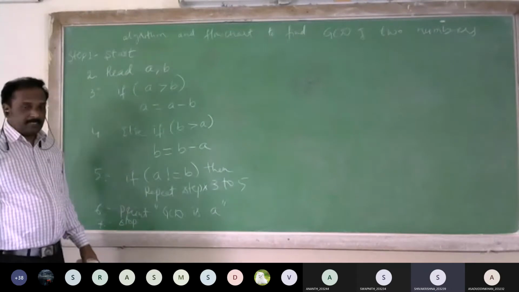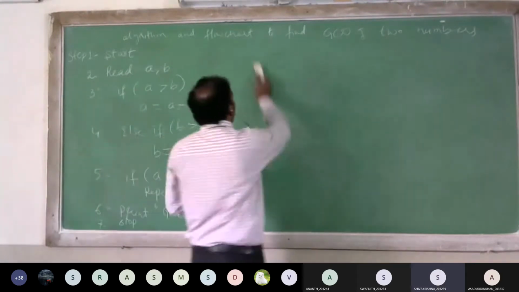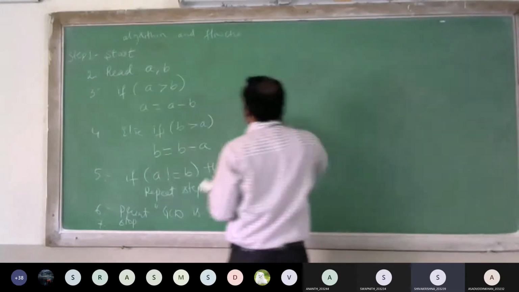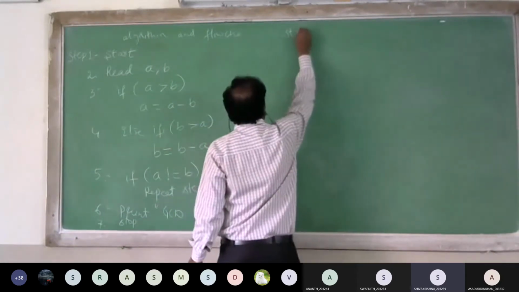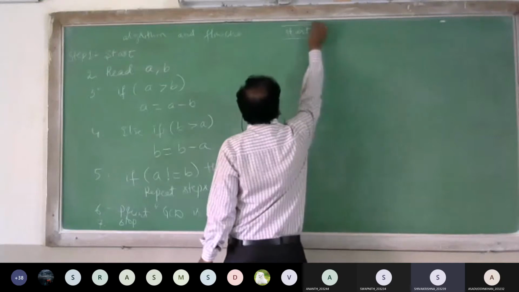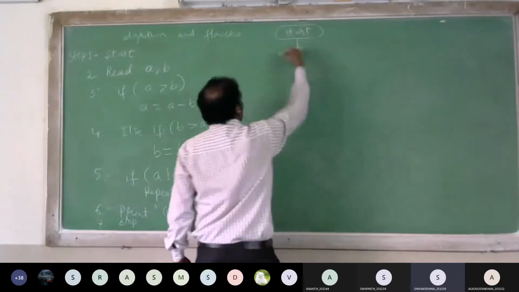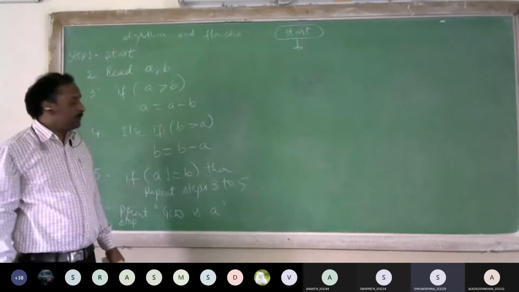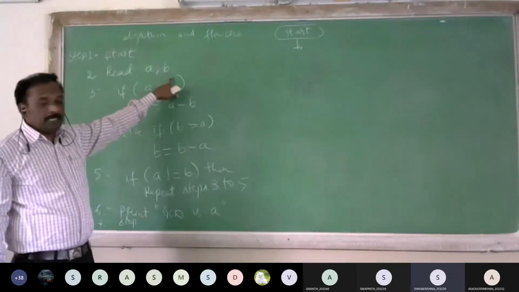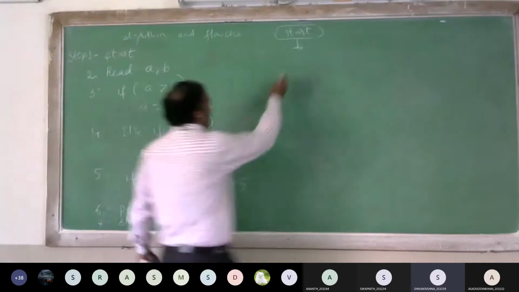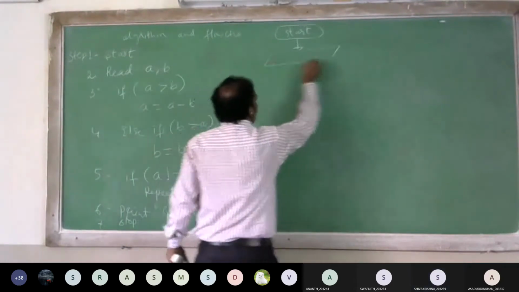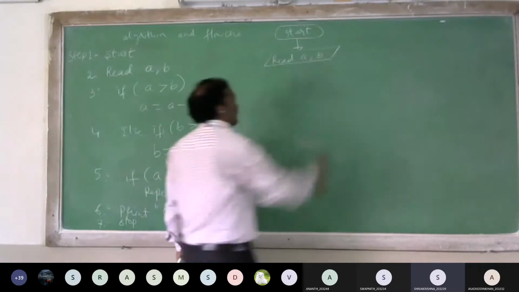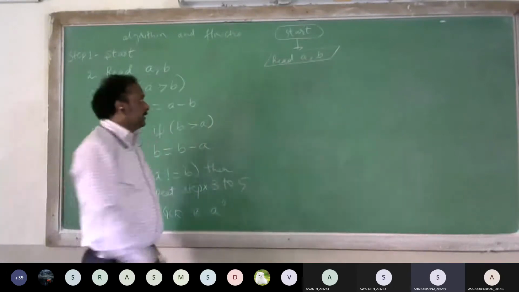Now write the flowchart for this. So what is the first step? First step will always be start. We will use the oval symbol. What is the next step? Read. Read means input. For input, we will use the parallelogram. Read A comma B.